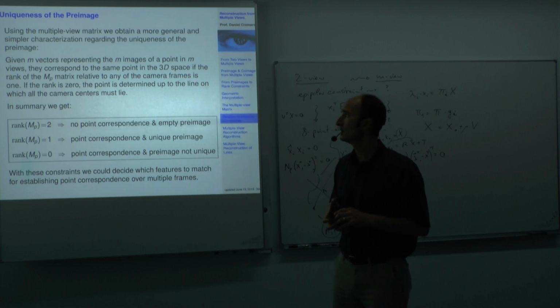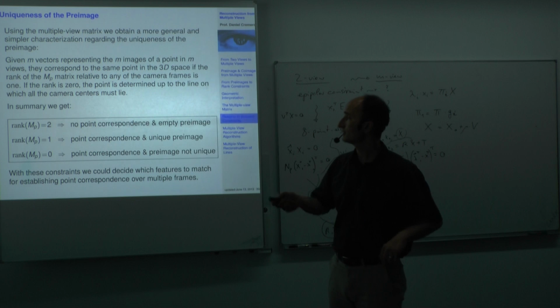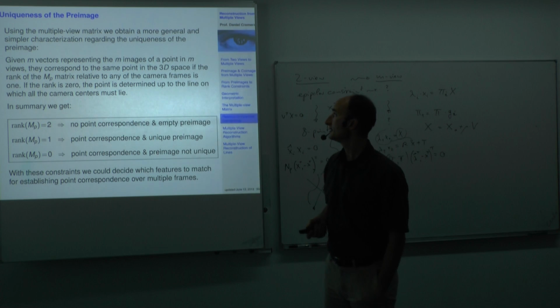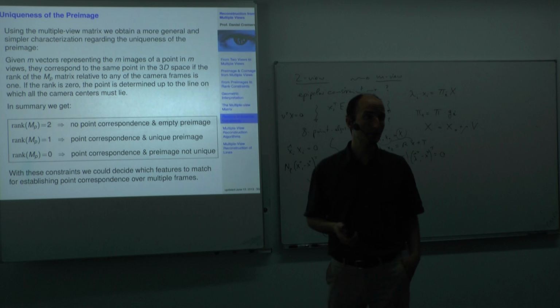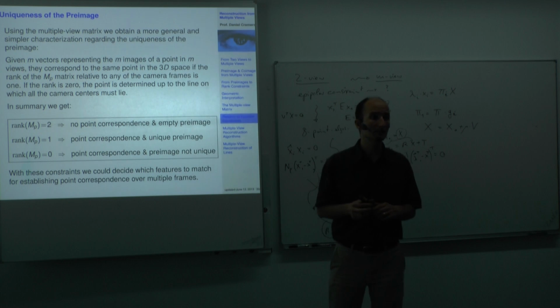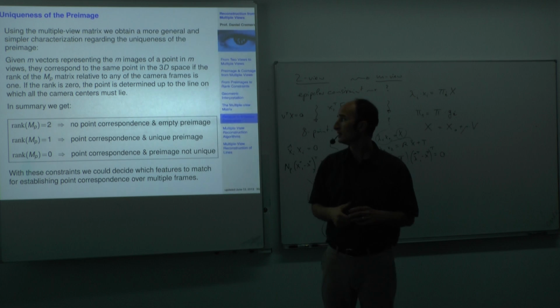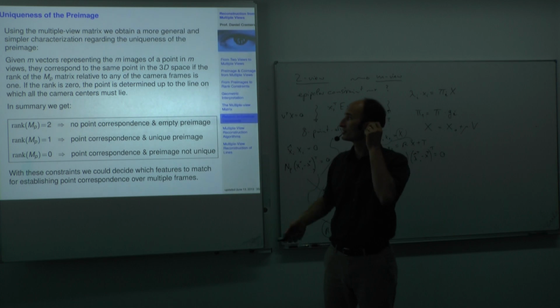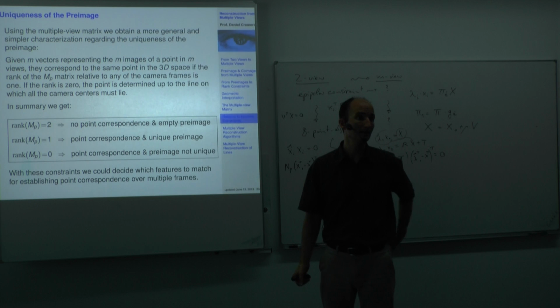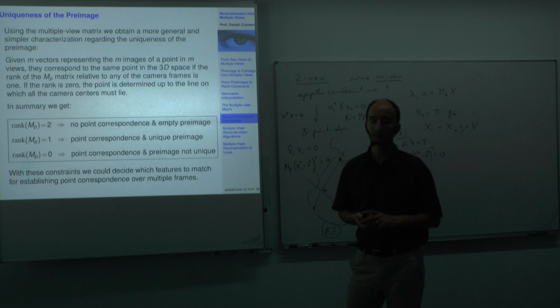So to summarize what we've learned about the observation of points in images, we constructed a multiview matrix, we called it MP. That matrix has 2 columns, and so it's a matrix of rank at most 2. And then there are 3 possible cases for this matrix. Either it has the full rank, rank 2, then there is no consistent pre-image. That means there is no point correspondence and the pre-image is empty. There is no intersection of the pre-images. There is no consistent reconstruction.